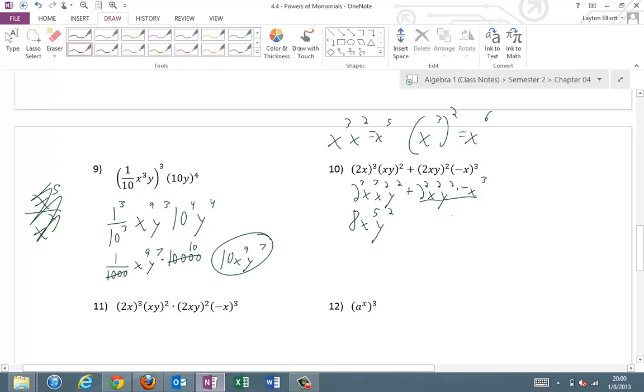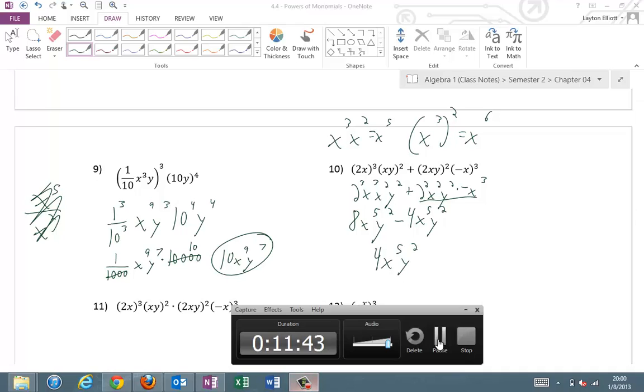Then we have y to the 3rd. This is now a minus because of this negative in front of the x cubed. So minus 2 squared is 8, x to the 2nd, x to the 5th because we have x to the 2nd, x to the 3rd, and y to the 2nd. 4x to the 5th, y squared when we add our like terms, and we're done.